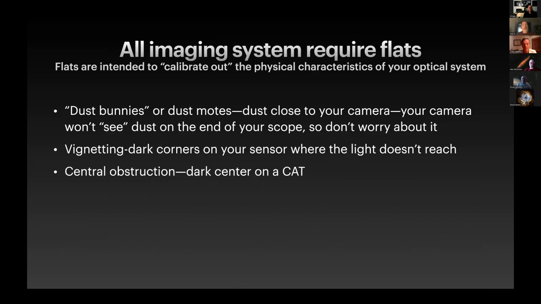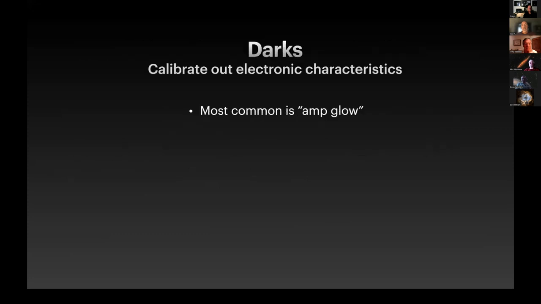So all imaging systems require flats because you want to characterize, as I've heard Doug Summers say, your imaging system. So if you have dust bunnies, or vignetting, dark corners on your sensor, or if you have a cat, a Schmidt cast, maybe you have a central obstruction, the calibration files will pull that stuff out. So that will make your lights look pretty.